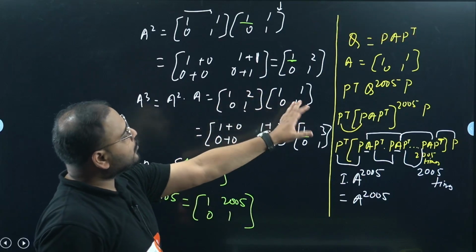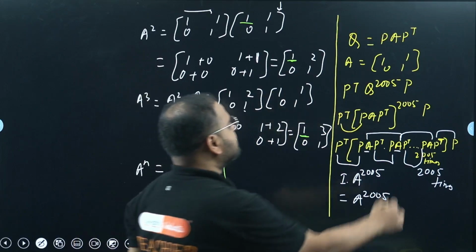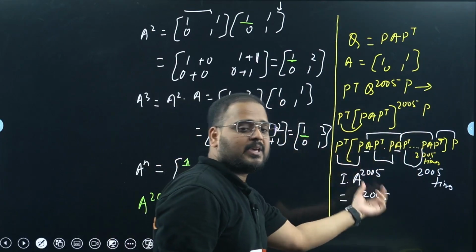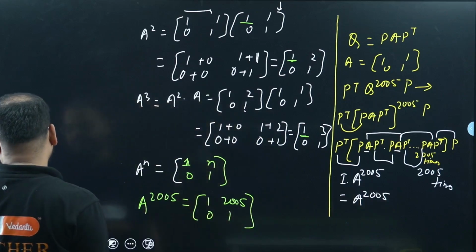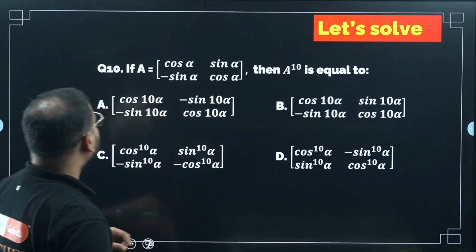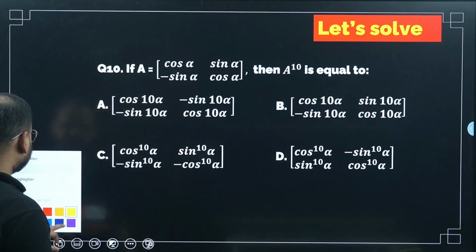So we use Q in the expression that they were asking. This was the expression they were asking. Use the formula of the property of P transpose P to get the identity, and simplify it using the positive integral power of a matrix. Okay. Moving to the next question.